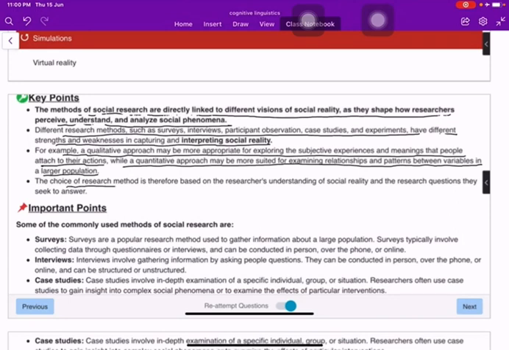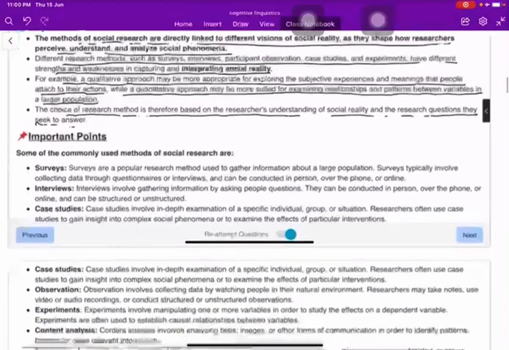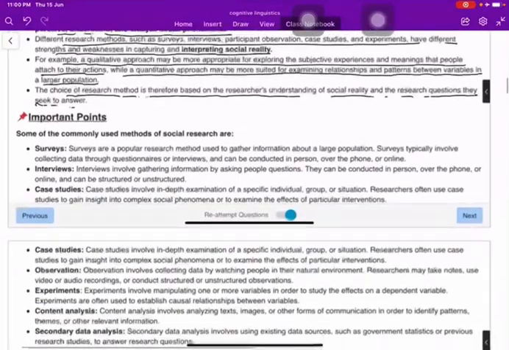The choice of research methods is therefore based on the researcher's understanding of social reality and the research questions they seek to answer. Important points. Now, some of the commonly used methods of social research are surveys, interviews, and case studies.